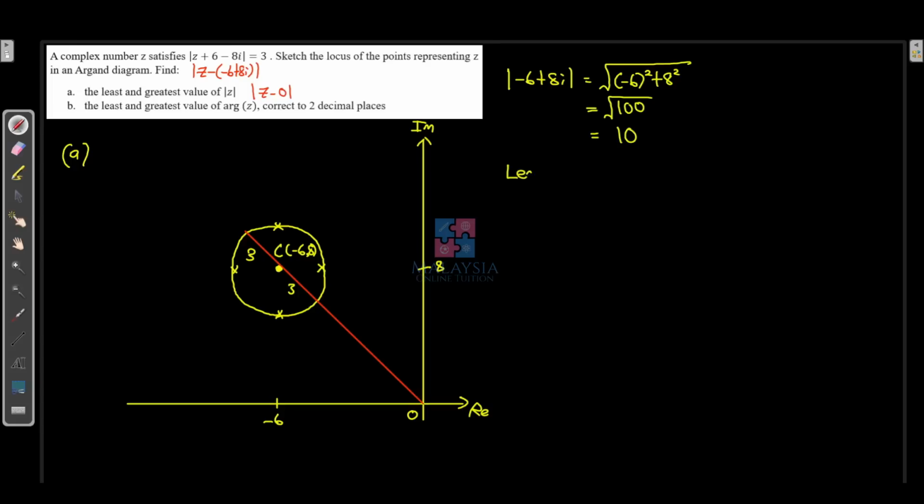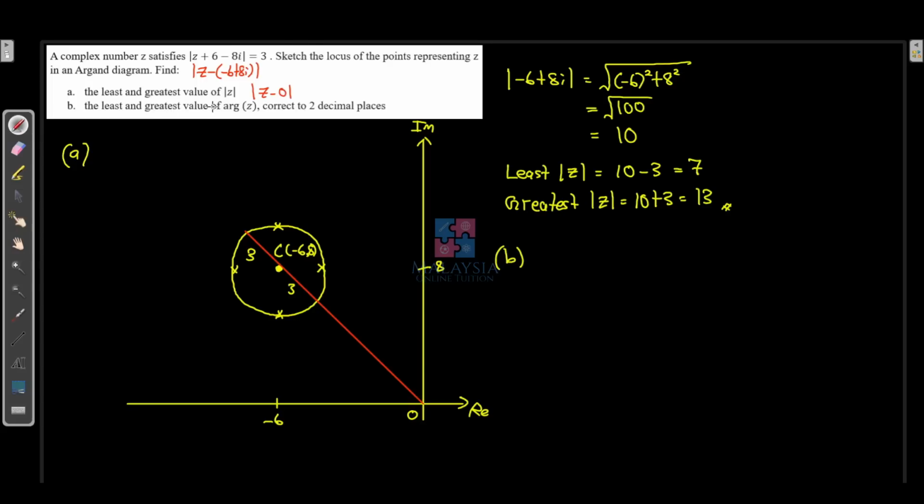So for the least modulus z, it is going to be 10 minus the radius, which is 3. And then for the greatest, wait, why did I write z? Modulus z, by the way. Sorry about that. So greatest modulus z is going to be the distance from the origin to the center of the circle, and then you add 3 instead. So that is going to be 13. So these are all the final answers for question number 5 part A.